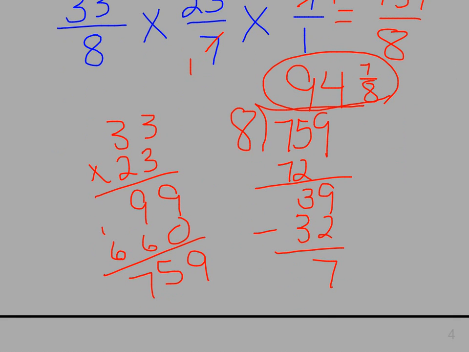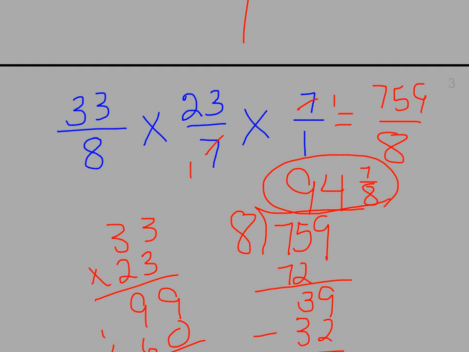So that was kind of a big long one, but remember, anything on top can cancel with anything on bottom. And the reason why we couldn't cancel anything else is because we only had an 8 left, and 8 doesn't have anything in common with either 33 or 23, so nothing could cancel out.